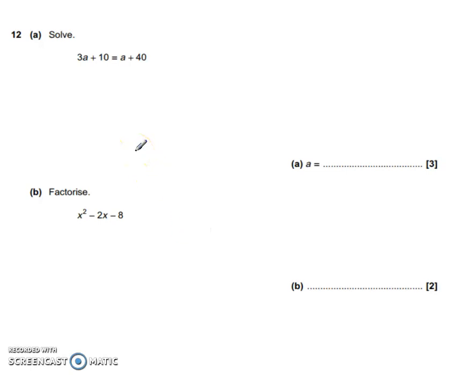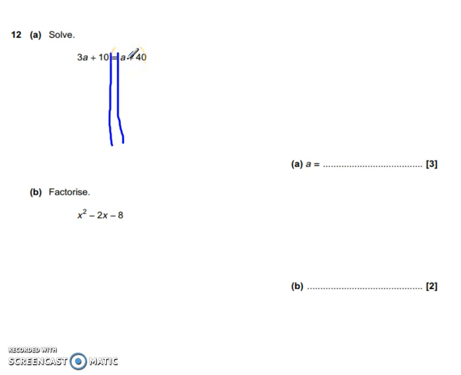So question 12 is all on algebra. So part A, we've got to solve. Now we've got 3a plus 10 equals a plus 40. Okay, so we've got a's on both sides of our equation. So first thing I'm going to do, I'm going to draw my lines going down the middle. Okay. Now we need to make sure that our letters are all on one side.